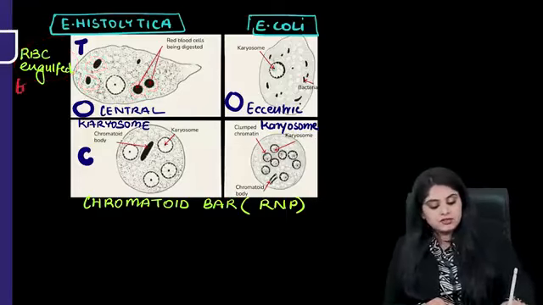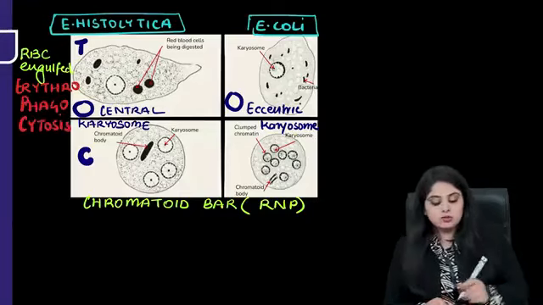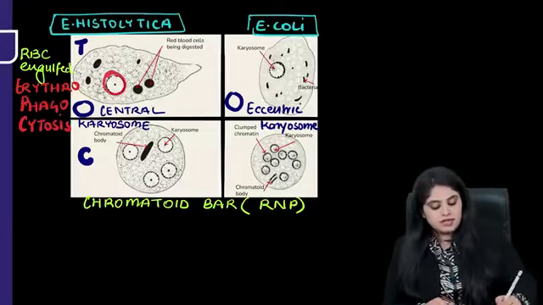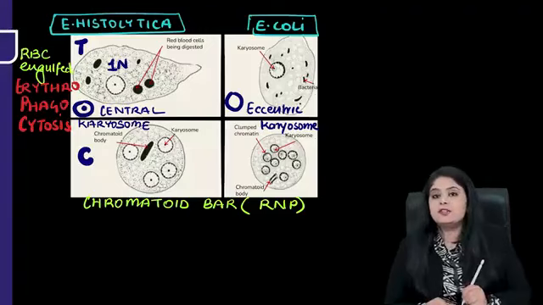And this process is known as erythrophagocytosis. I hope you all remember this. Erythrophagocytosis is shown by the trophozoite. Also, how many nuclei does it have? I can see just one nucleus, and that nucleus has a central karyosome. If you look very carefully, it has a central karyosome.